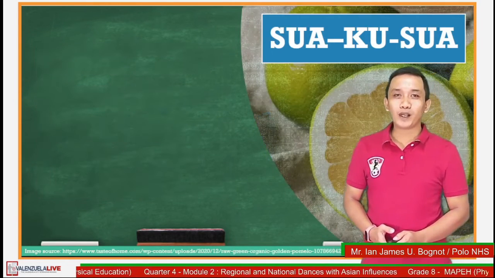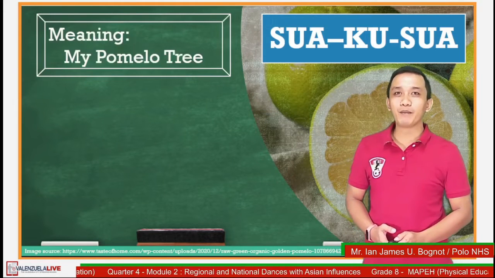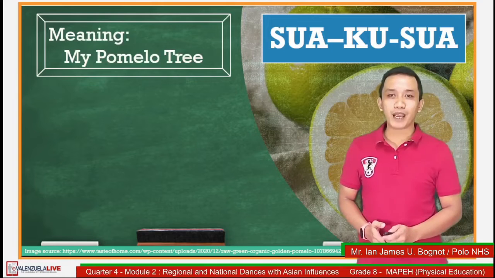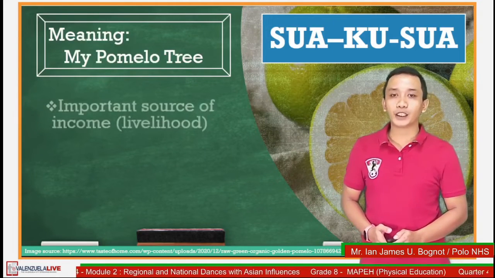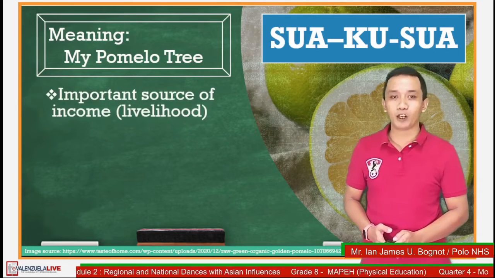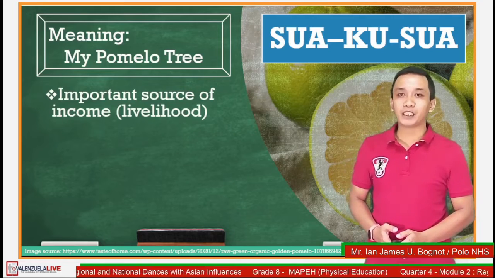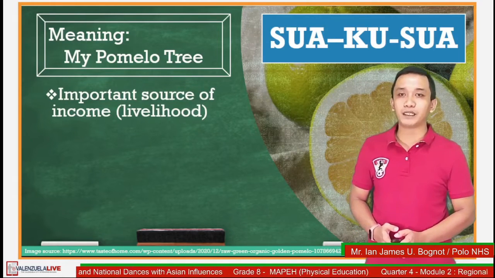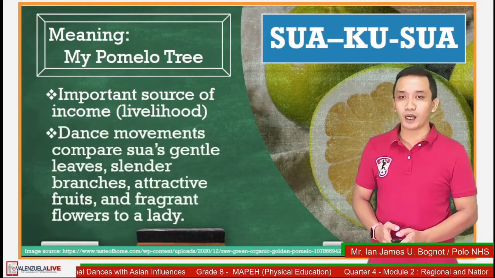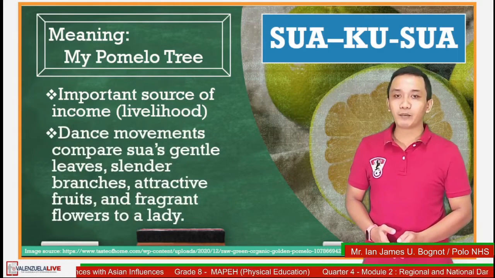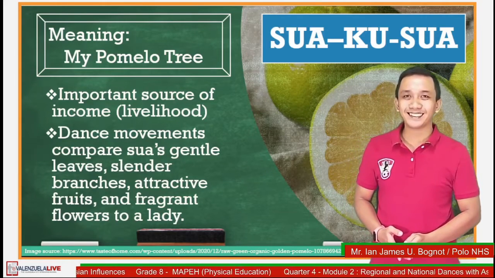Do you know what Sua Kasua means? It refers to my pomelo tree. Planting pomelo trees together with coconut trees is one of the sources of income of the Tausug people. They were inspired to create a dance based on the movement of these trees as being struck by wind. They compared the dance steps of the swaying gentle leaves, slender branches, attractive fruits, and fragrant flowers to a lady.